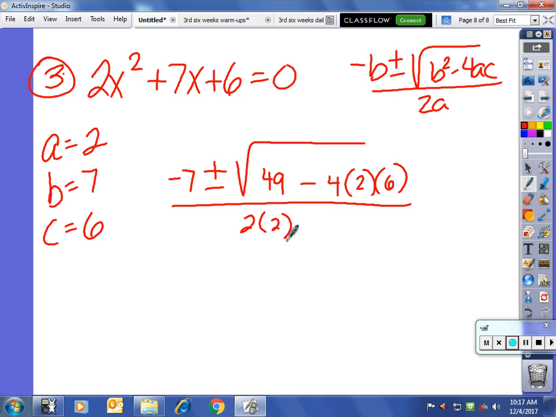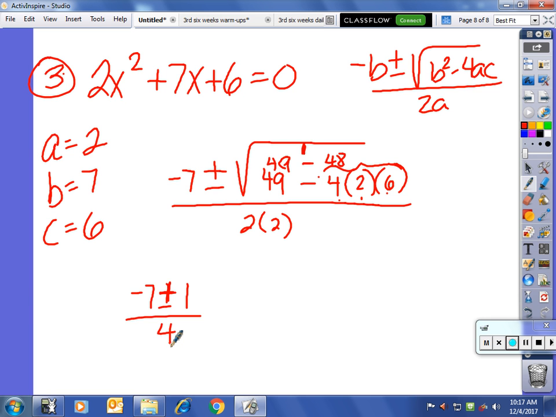What did you get inside the radical symbol? You should get a 1, which is a perfect square. Because this becomes 49. This is going to be a negative cluster here. Minus 48. And 49 minus 48 is 1. And what's the square root of 1? 1. So I have negative 7 plus or minus 1 divided by 4.